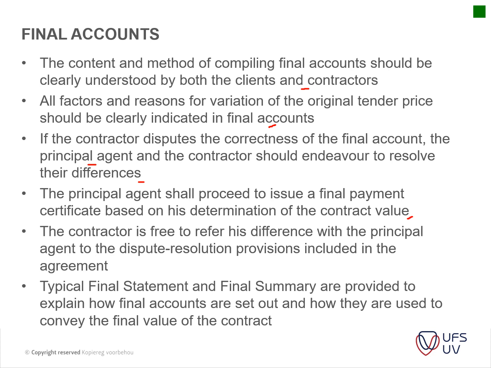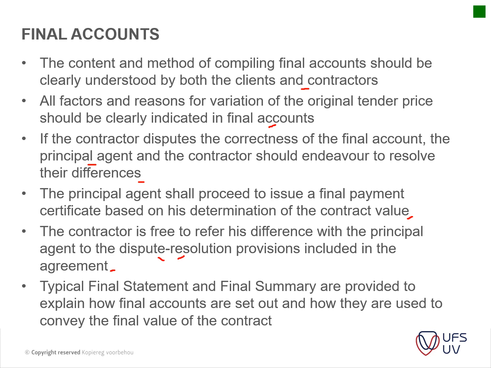The principal agent shall proceed to issue a final payment certificate based on his determination of the contract value. Okay, and then the contractor is free to refer his differences with the principal agent to the dispute resolution provisions included in the agreement. So if he doesn't agree, then it usually goes to the mitigation type of clauses in your contract. And this is something which you want to try and avoid, because this usually is a lengthy and costly process.